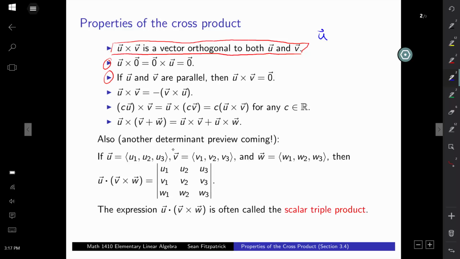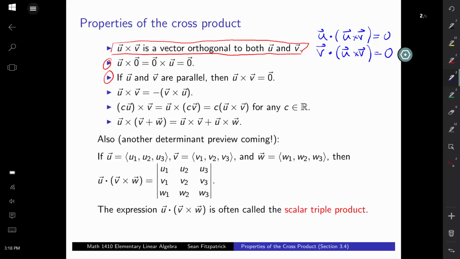And so what does that mean? That means that if I take the dot product of u with u cross v, that should give me 0. If I take the dot product of v with u cross v, that should give me 0, right? So the cross product is orthogonal to both u and v, and this is one of the things that makes it especially useful.